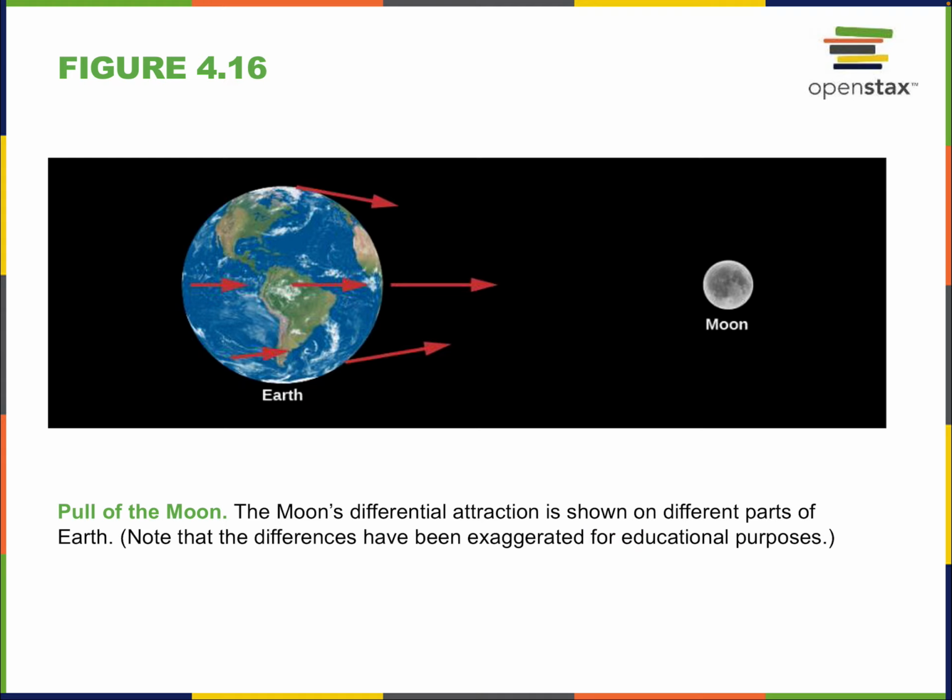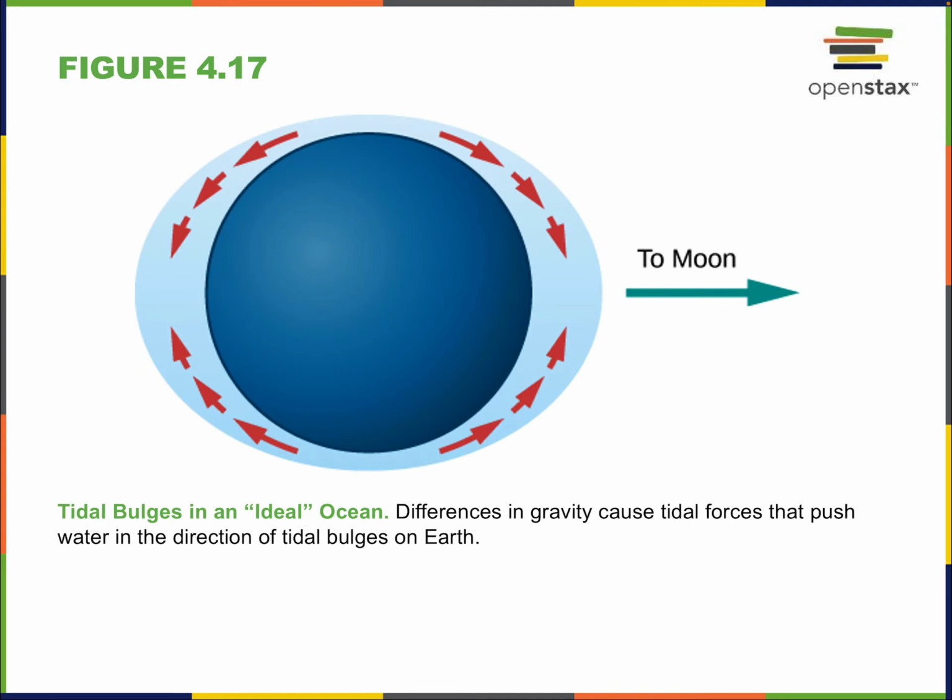All right, so the moon's differential attraction is shown on different parts of the Earth, right, more dramatically. So there's a greater pull on the side of the Earth closest to the moon, and a smaller pull on the Earth on the side opposite of the moon because it's further away. Okay, and that means the fluid in the oceans gets pulled on less on the opposite side. This results in two tidal bulges. All right, a tidal bulge on this side and a tidal bulge on that side. So in other words, there's a tidal bulge closest to the moon, and there's a tidal bulge furthest from the moon.